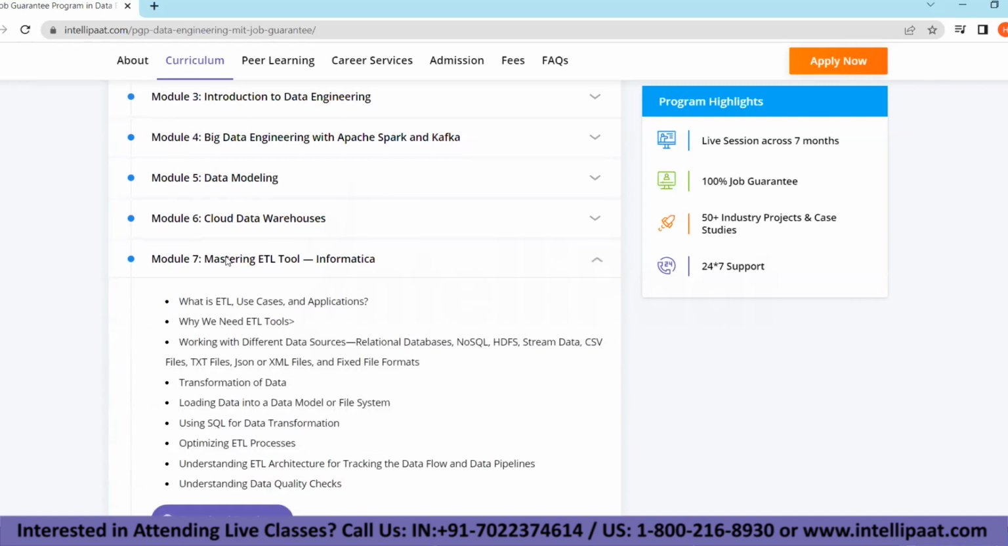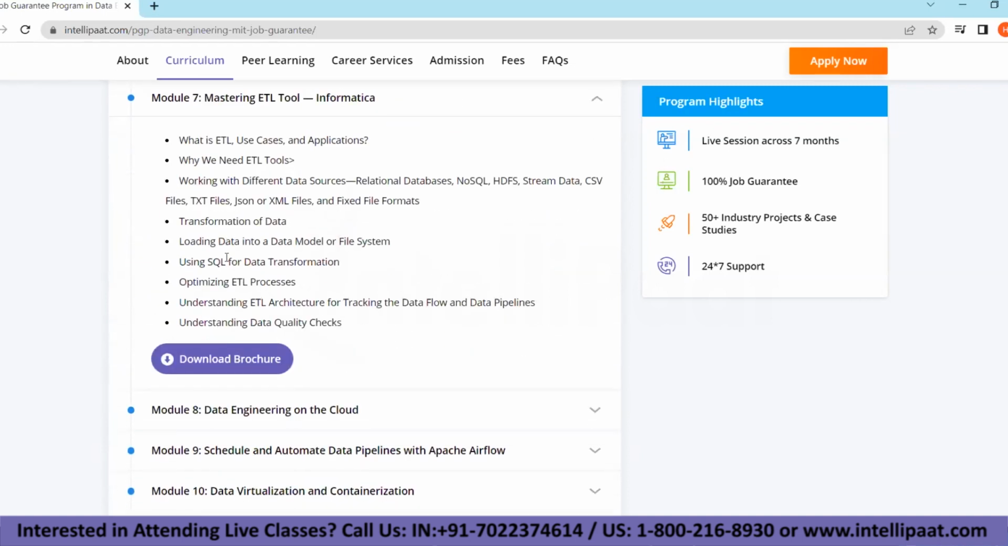Then there is mastering ETL tools, Informatica. So you understand how to load data, you understand using SQL for data transformation. Understanding the ETL architecture is very important. That is what we will teach you here in Informatica. You understand the quality checks also.